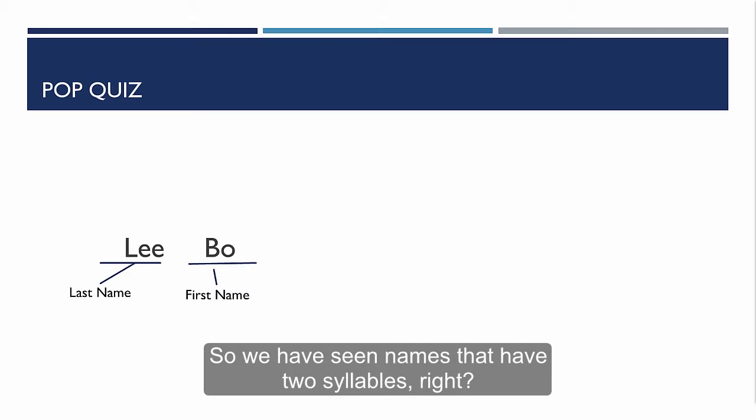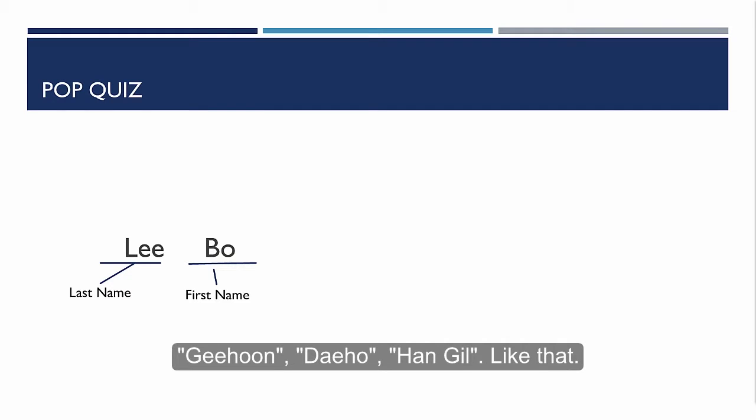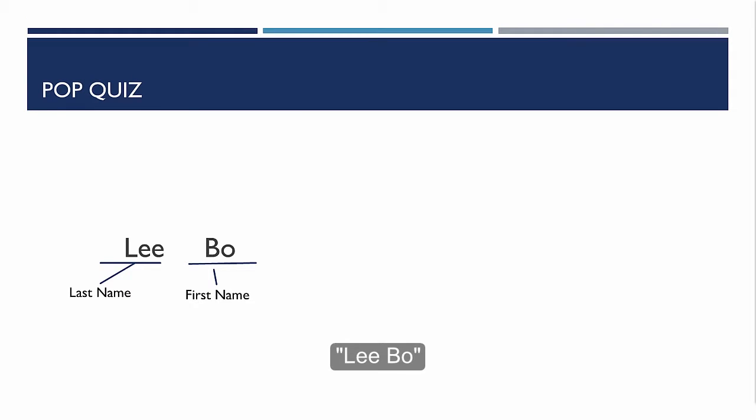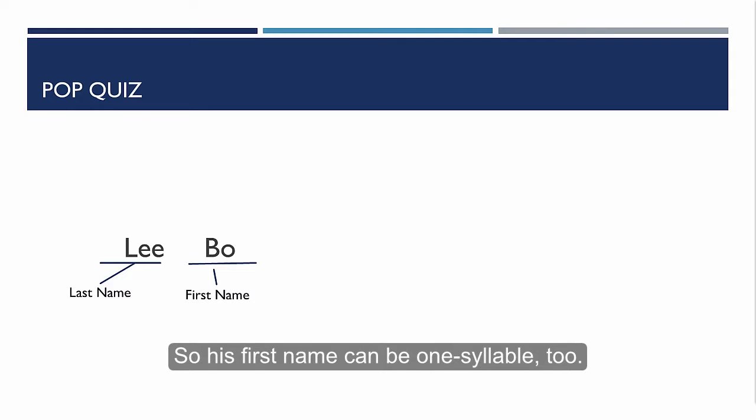So we all see that the name has 2 syllables, right? Gi-hun, Daeho, Han Gil, like that. But there's an exception too. There's a first name with 1 syllable. Ibo. So his first name can be 1 syllable too.